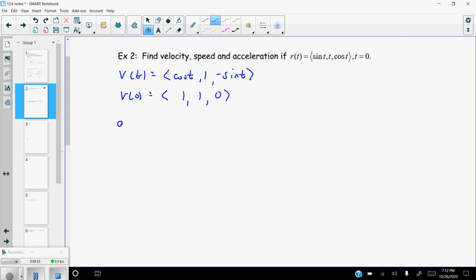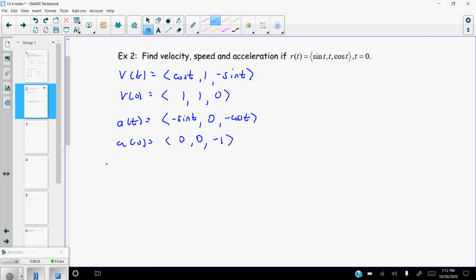Let's find the acceleration. The acceleration is the derivative of velocity. Cosine t derivative is negative sine t. Derivative of 1 is 0. Derivative of negative sine t is negative cosine t. And again, we want to do this at 0, so we're going to get 0, 0, negative 1.